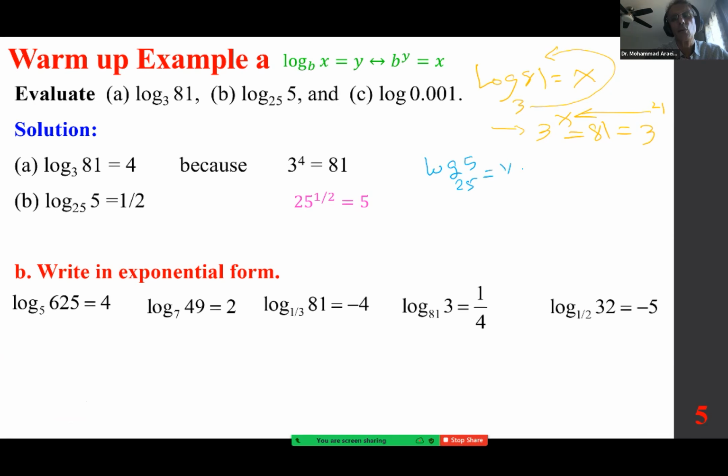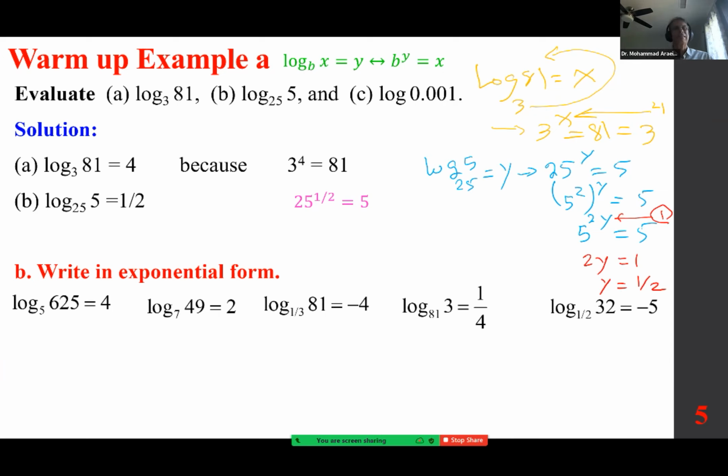Let's say it's y. By definition, 25 to the power of y becomes 5. We know 25 is 5 squared. And so 5 to the power of 2y becomes 5. The exponent for 5 is 1. So 2y must be 1, and y becomes 1/2. This is how we handled it in general.